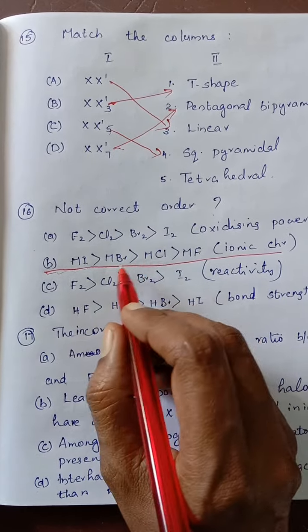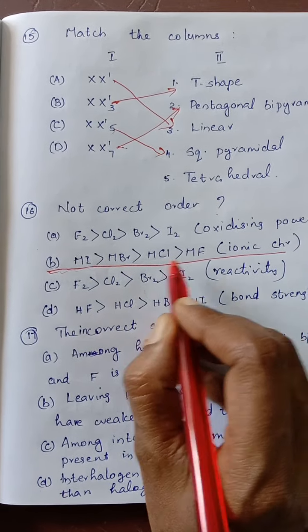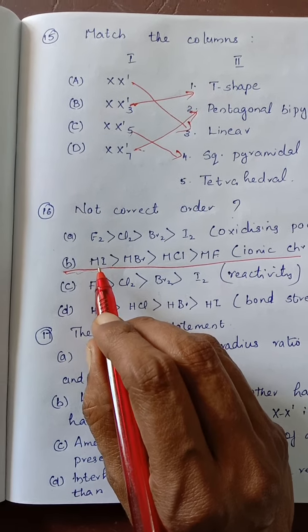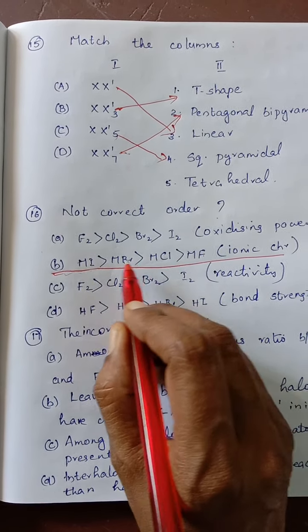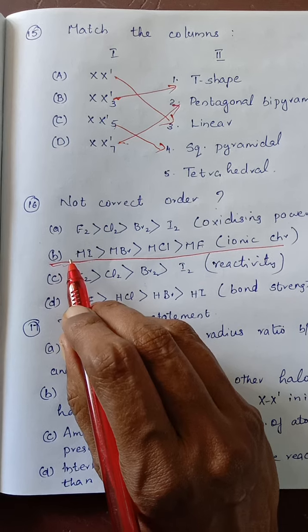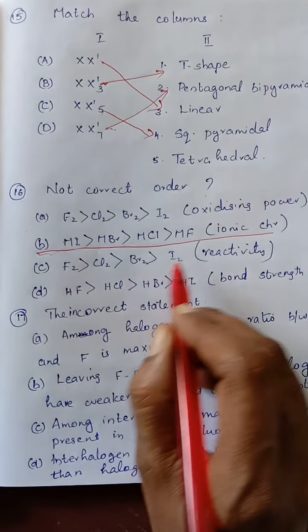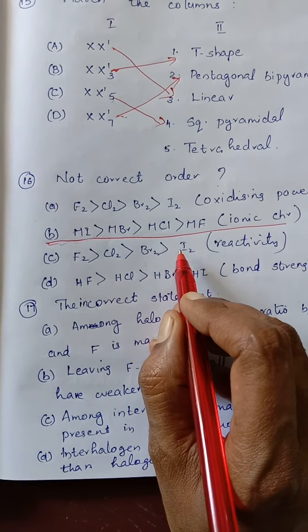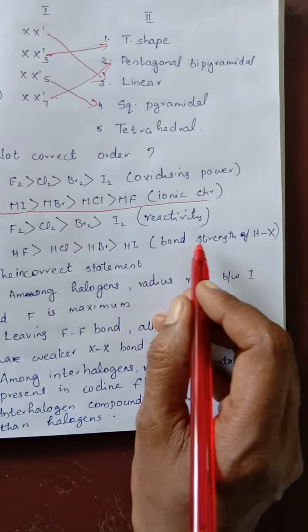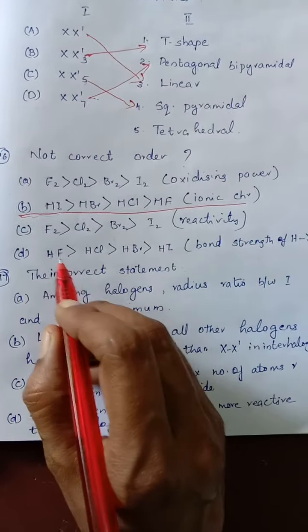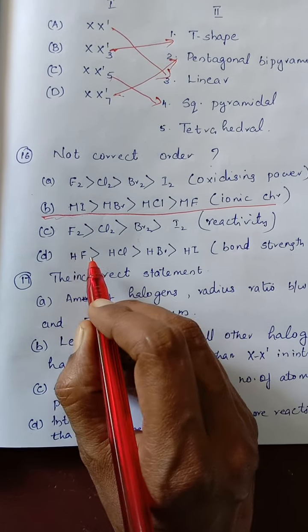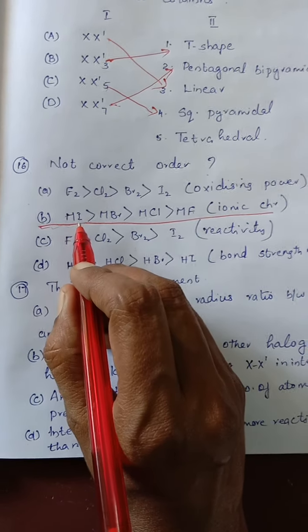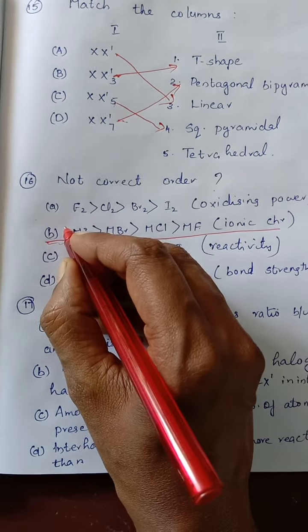This is the order of covalent character, because larger the anion, greater the covalent character, lesser the ionic character. Ionic character actually decreases, the opposite order. Reactivity of halogen, this is also a correct order. Fluorine is most reactive, iodine least reactive. Bond strength of the hydrogen halogen bond, strongest in the case of HF, weakest in the case of HI. This is also correct. So the not correct order is this one. This is the answer.